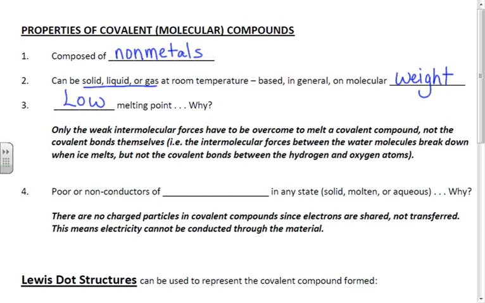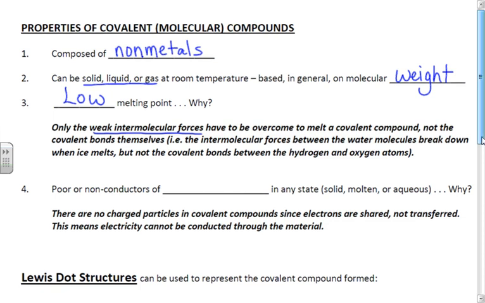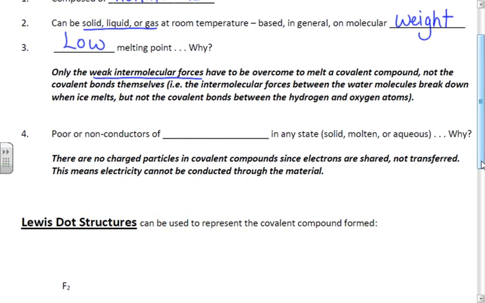That's because instead of being locked in that lattice structure with the alternating positives and negatives, you don't have to break that electrostatic charge to have it melt. You only have to break the weak intermolecular forces, the attraction between one molecule and another. And that's a lot weaker. It's a lot easier to overcome that with the heat that's being generated by whatever you have underneath your substance. So it's a lot easier for that to melt than the ionic compounds.